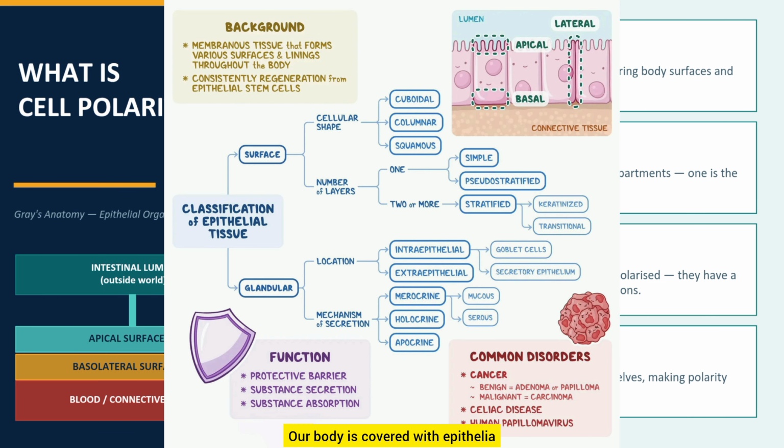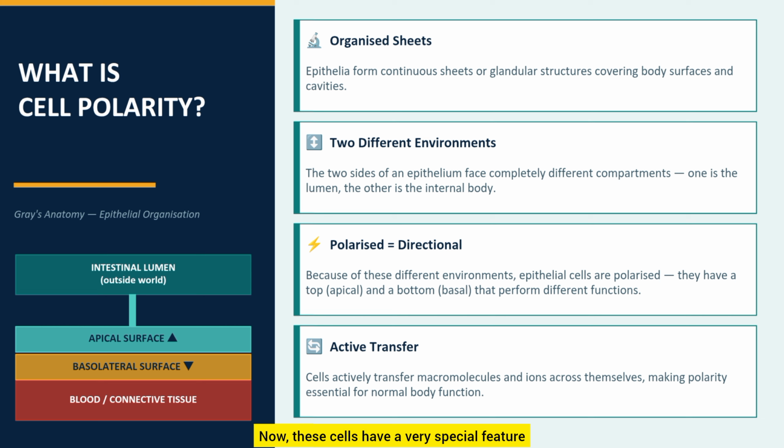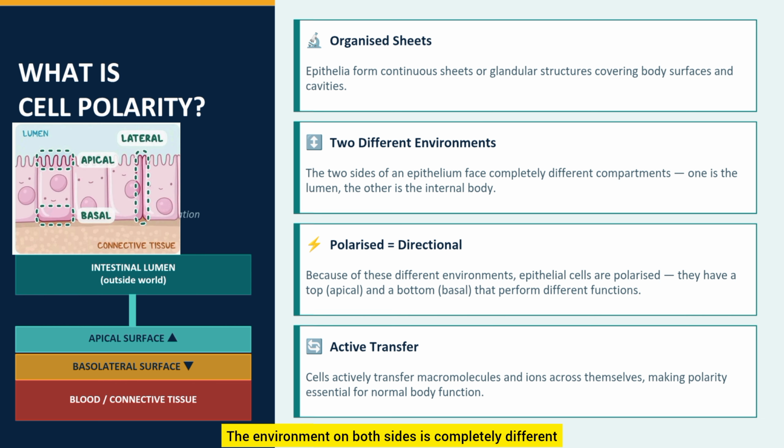Our body is covered with epithelia. These are continuous sheets of cells that line every surface and cavity in the body. Now, these cells have a very special feature. The environment on both sides is completely different. On one side, we have the lumen, meaning the inside of the intestine, or the airway, or in the case of the epidermis, the outside world. And on the other side, we have blood and connective tissue, meaning the body's internal compartment.